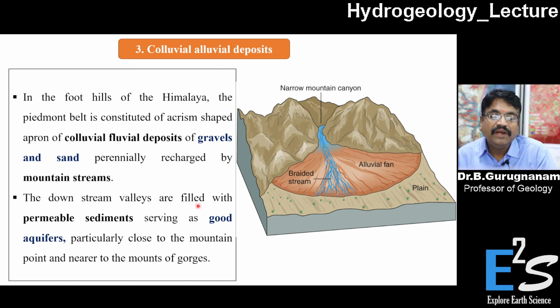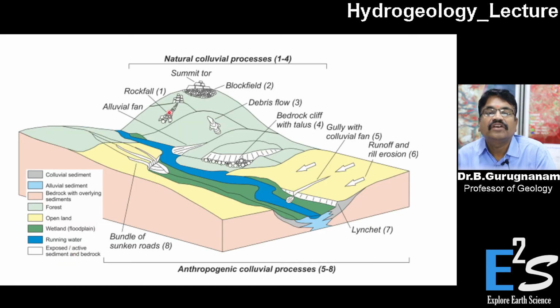The downstream valleys are filled with permeable sediments and will act as a good aquifer, and you will be able to get a huge amount of water here. And what is the process? I said it will normally deposit in the foothill.